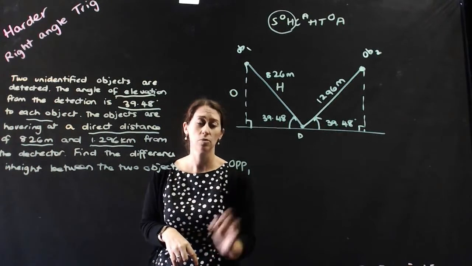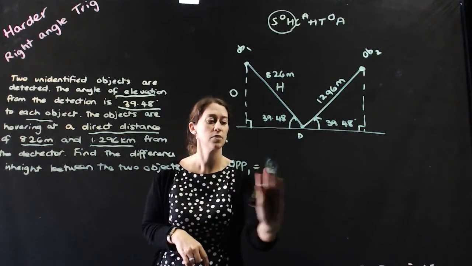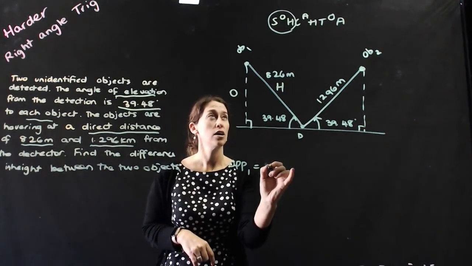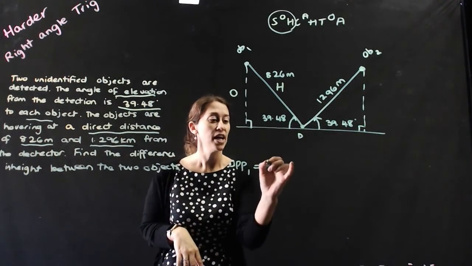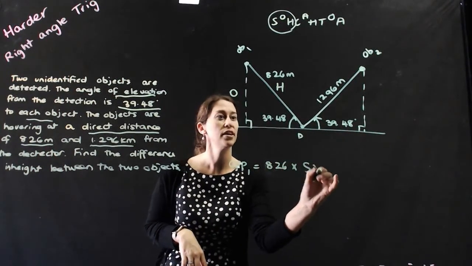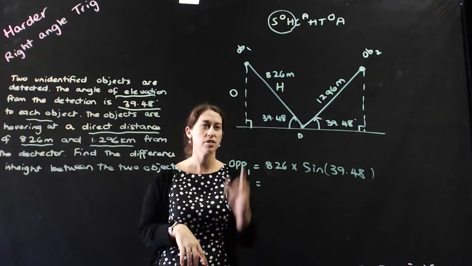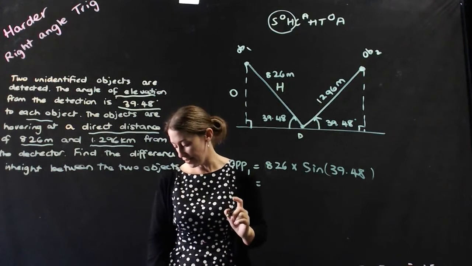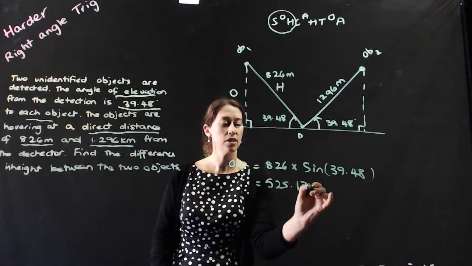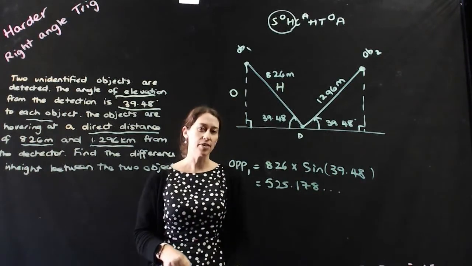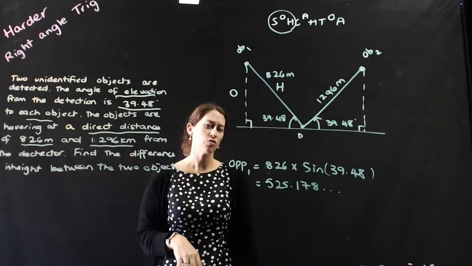So opposite for object 1 is, I'd rather actually write the hypotenuse first, so let me just scribble that one out. Opposite is what we're trying to find, 826 multiplied by sine 39.48. Type that into the calculator and that will give us this height here. That gives me 525.178 and so on. Now, you might write the rounded answer there, but don't round. You should never round until the final answer is given. So just make a note of what that is.